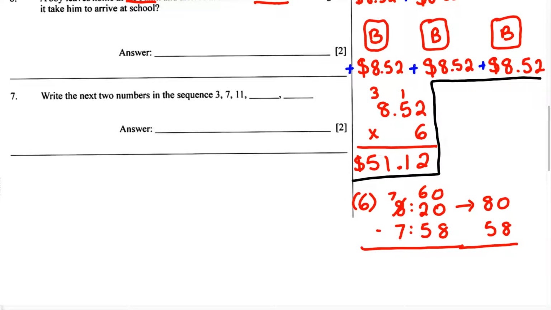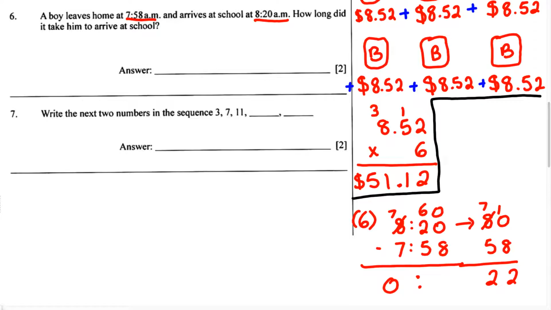Now we can subtract 80 minus 58. 0 minus 8 can't go. We're going to borrow 1. 8 is now going to become 7. 0 is going to become 10. 10 minus 8 is going to give us 2. 7 minus 5 is also going to give us 2. Now for the hours, we can say 7 minus 7 is going to give us 0. We're only left with 22 minutes. Therefore, we're going to write our answer as 22 minutes.